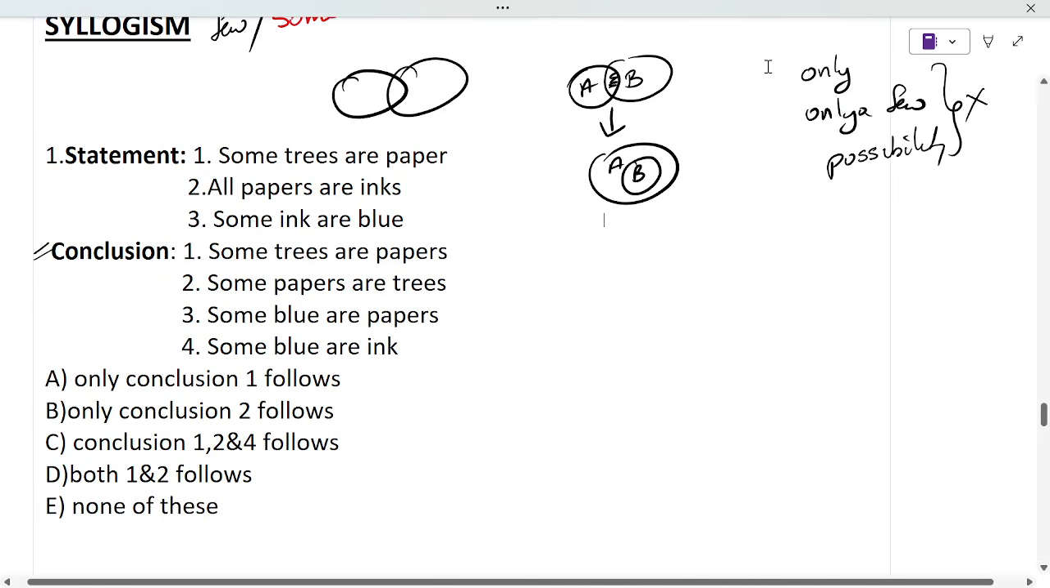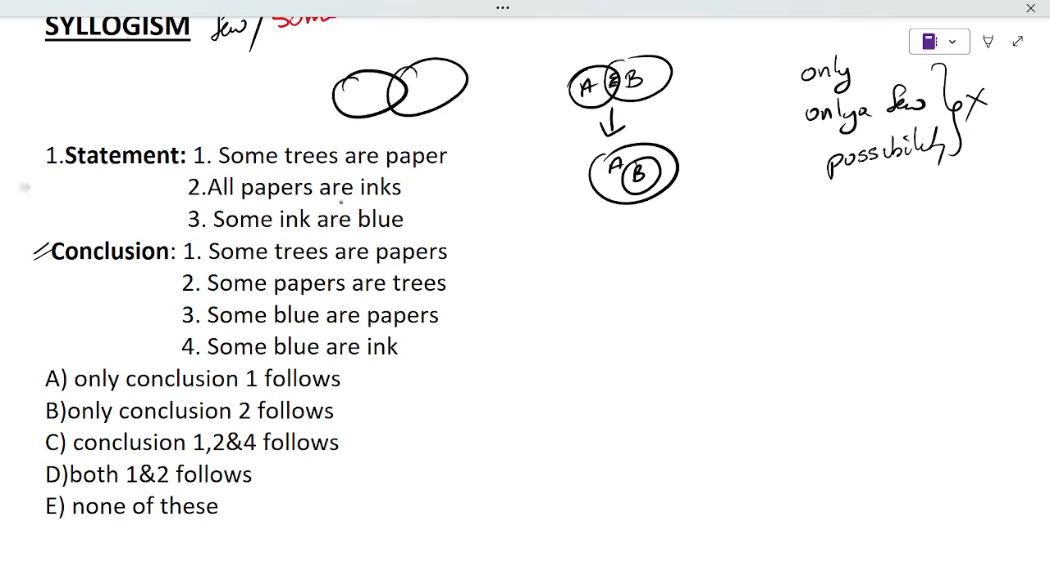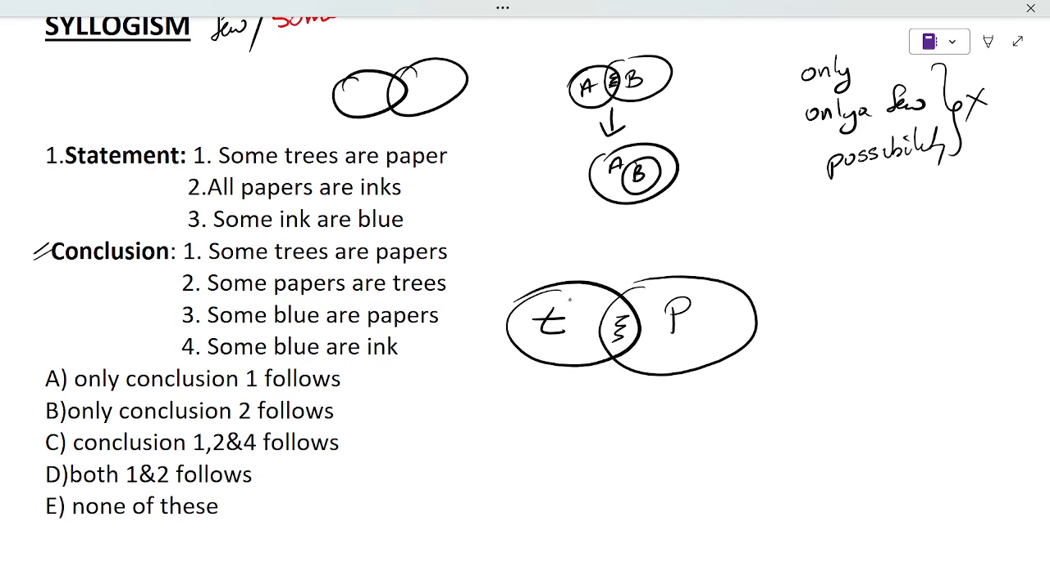Now here the statements say some trees are pepper. So trees is the whole set, and some part of trees are pepper, so some part will be shared with peppers. This part will share. All pepper are ink, so pepper is inside ink. Okay, so we draw ink around the pepper.